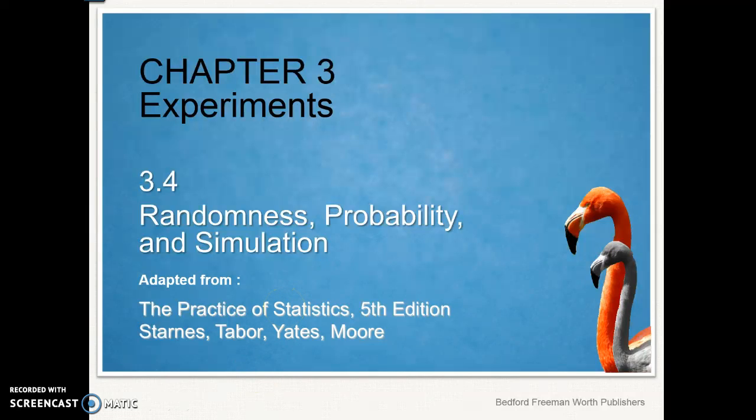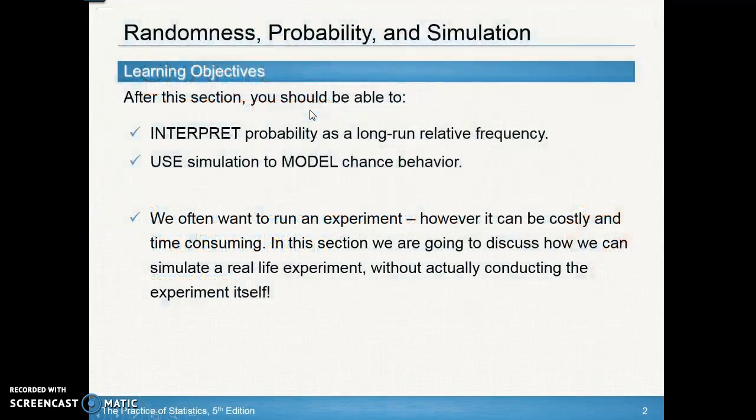Experiments can often be expensive and challenging to do, so sometimes instead of actually carrying out an experiment, we can simulate an experiment using the laws of probability. So in this section, that's what we're going to take a look at. How can we use the laws of probability in order to simulate specific experiments?